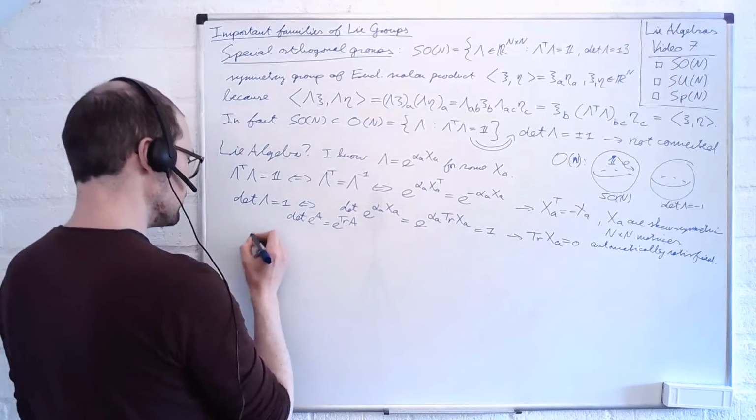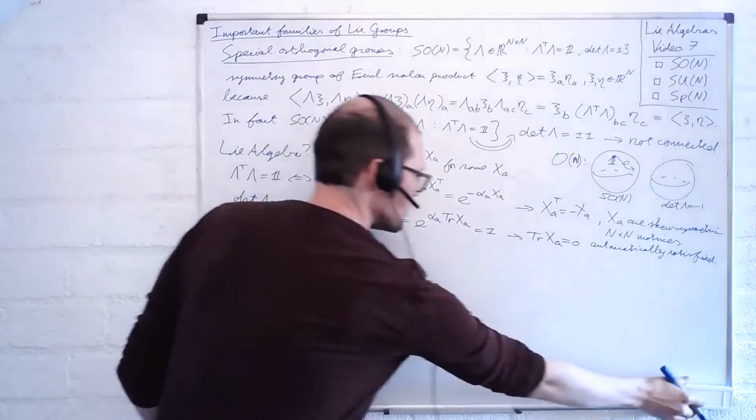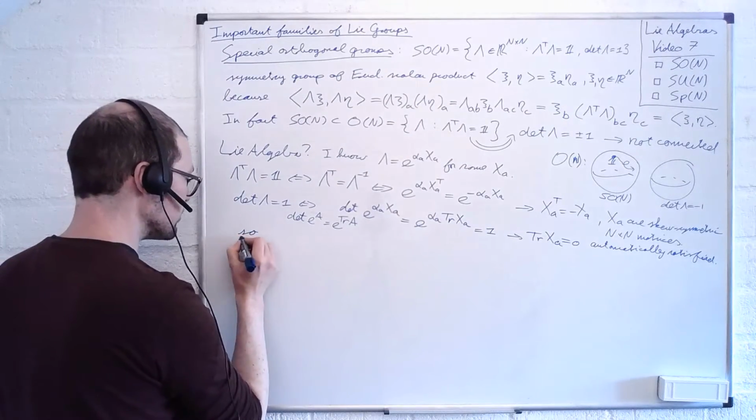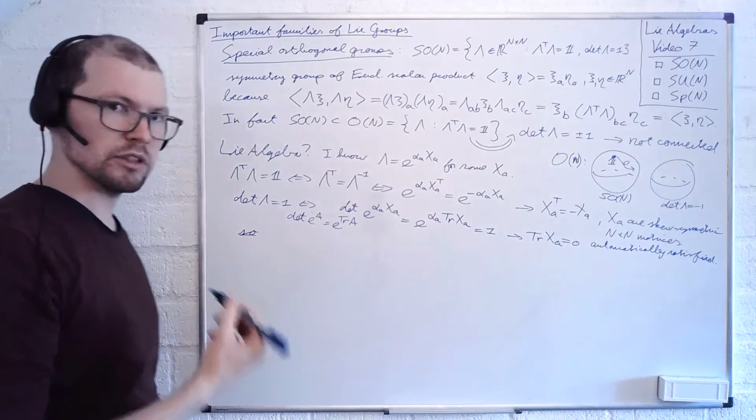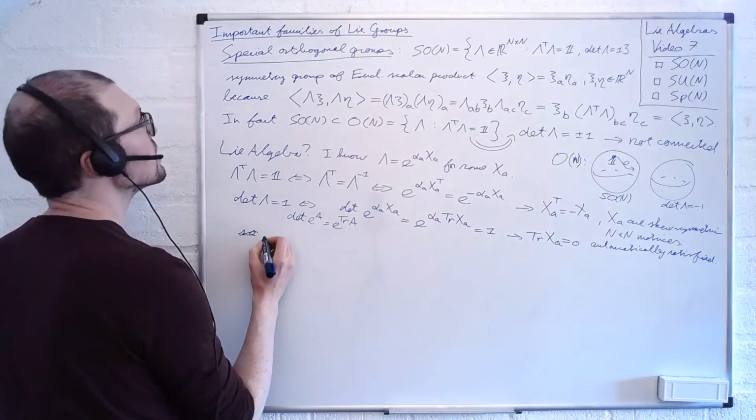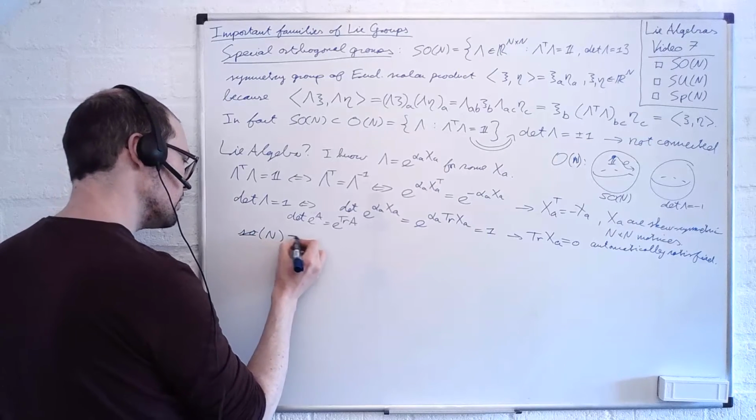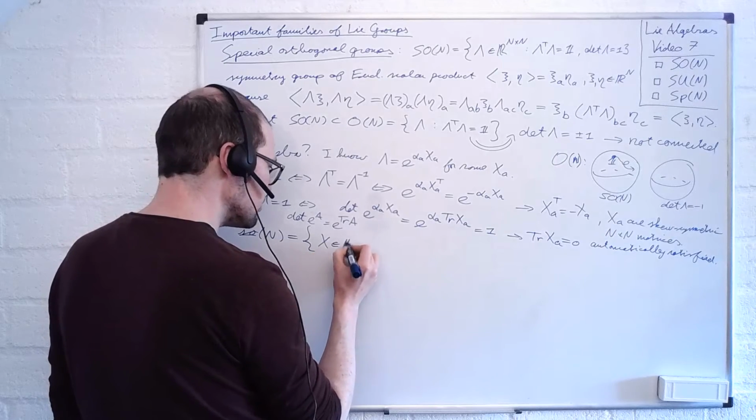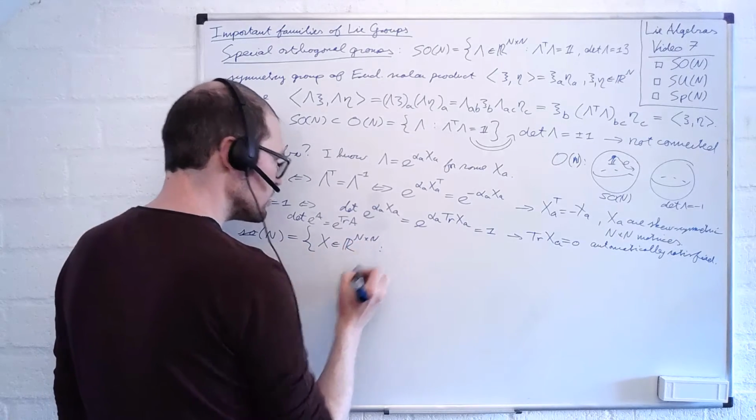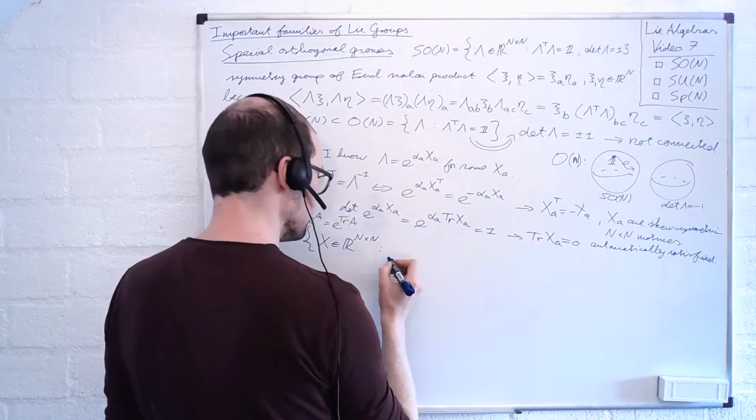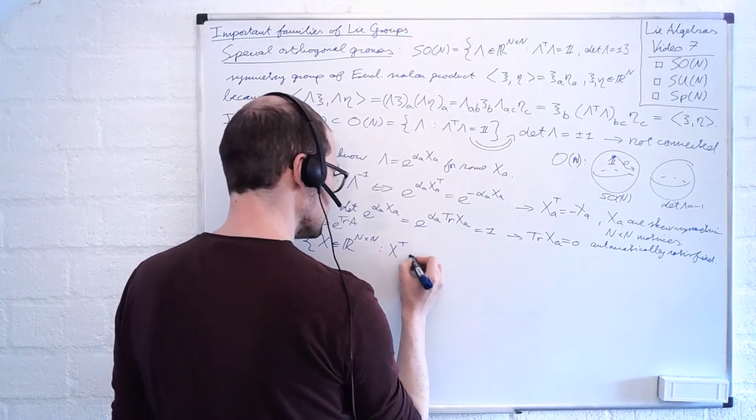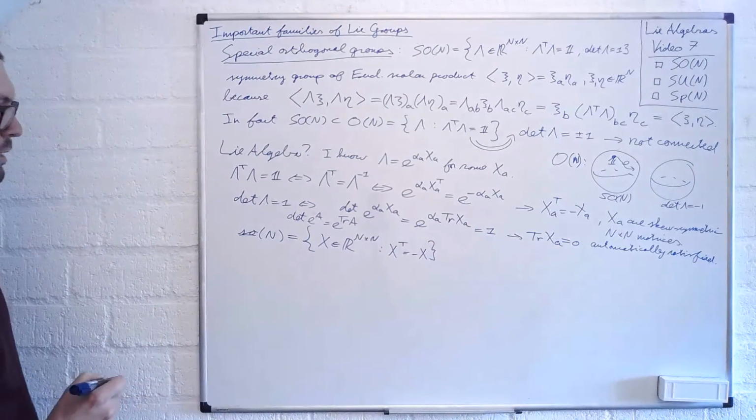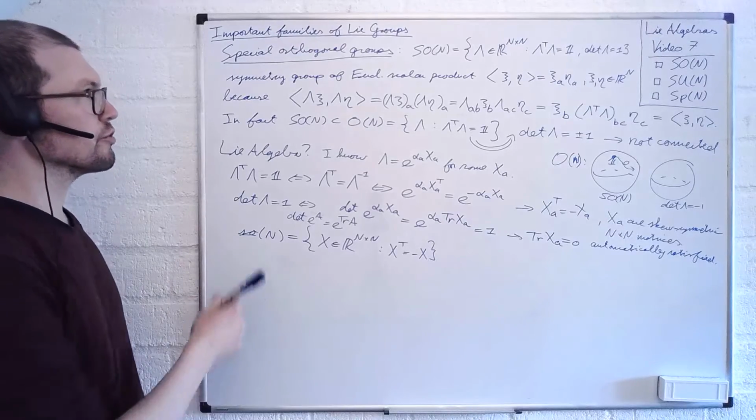In particular, we now know that the Lie algebra, which by convention is denoted by small letters, and again I put a bar underneath to indicate that this is a Fraktur font, is thus given by the set of real n by n matrices such that they are skew-symmetric, so X transpose is minus X. So this is my tangent space to the group SO(n).